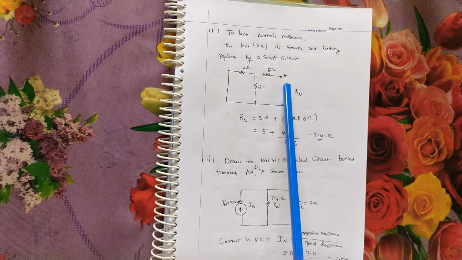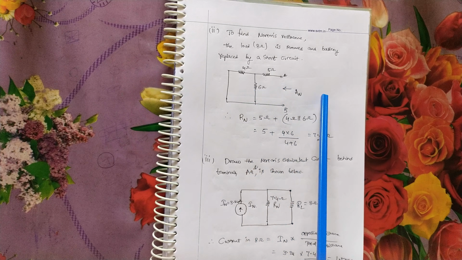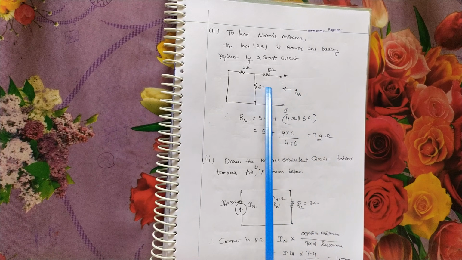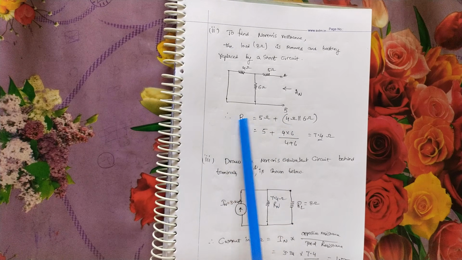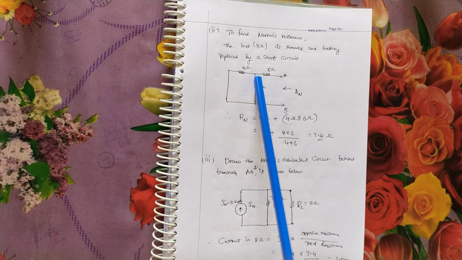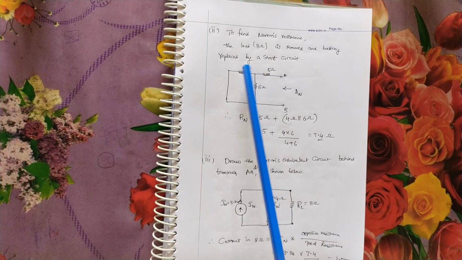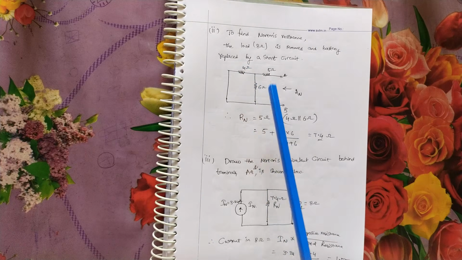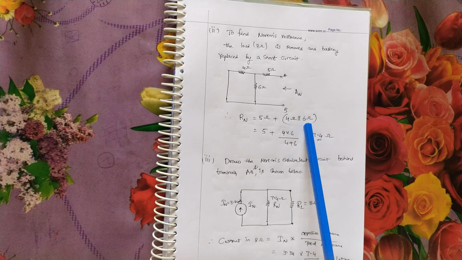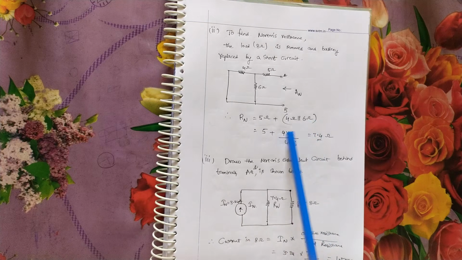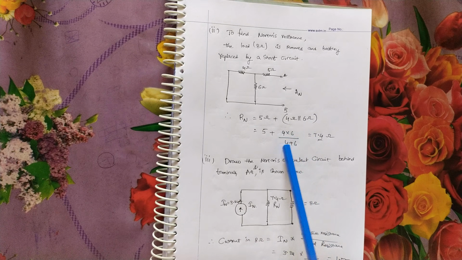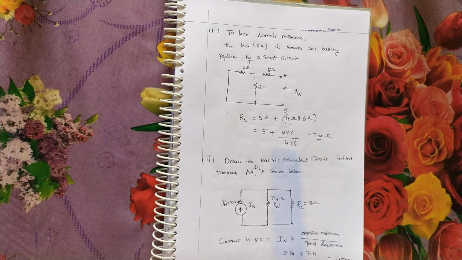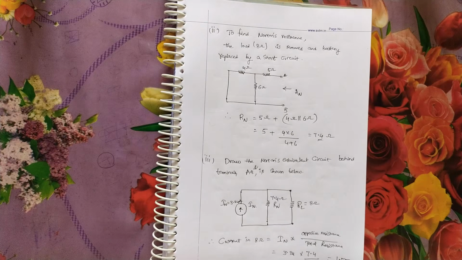After that, seeing from terminals A and B, we have to calculate the total equivalent resistance. That is known as Norton's resistance. Now by seeing this, 4 and 6 are in parallel, and the 5 ohm is in series with the parallel combination of 4 and 6. That is 5 plus 4 into 6 by 4 plus 6, using R1 R2 by R1 plus R2. That is 7.4 ohm. Now draw the equivalent circuit in the third step.